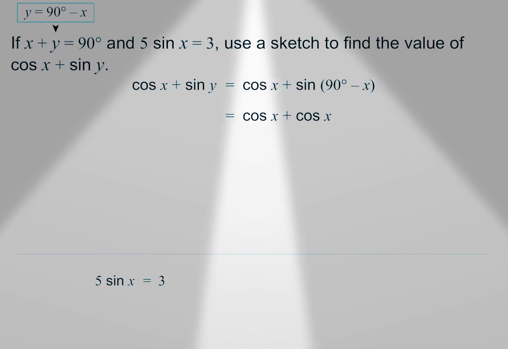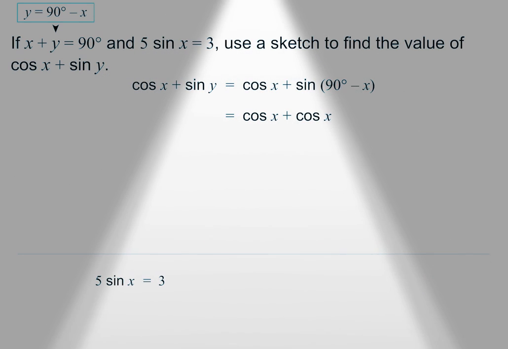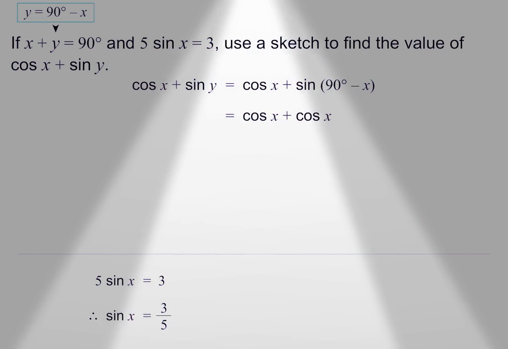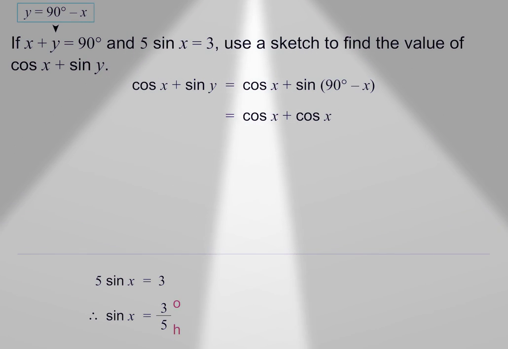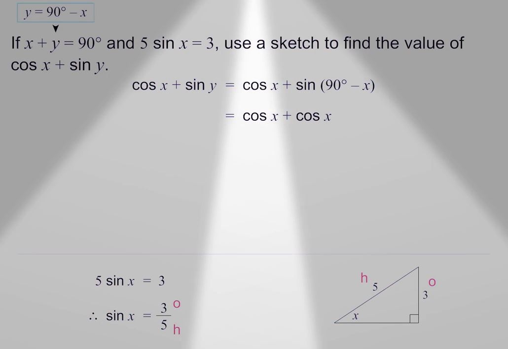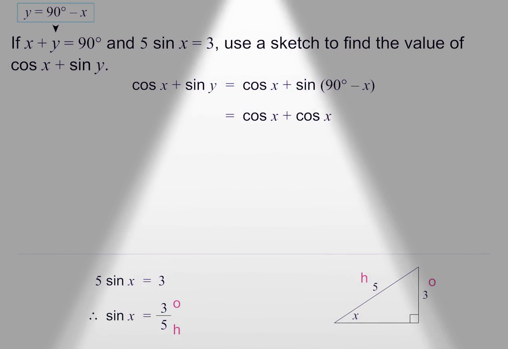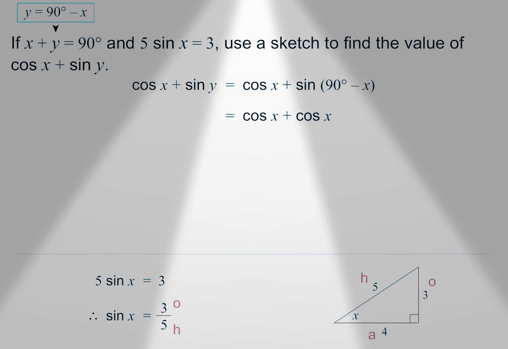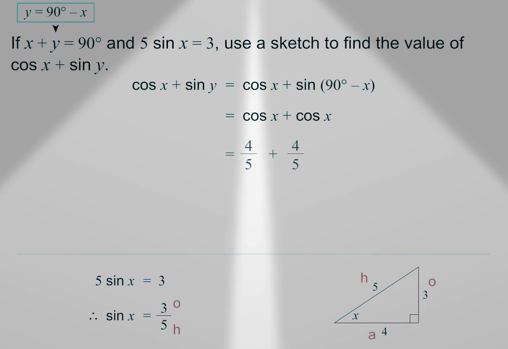Next, we need to draw a sketch using the fact that 5 sine x equals 3. This means that sine x equals 3 over 5, which is the ratio opposite over hypotenuse. We can therefore fill in the following two lengths on our sketch, the side opposite angle x and the hypotenuse. We then use Pythagoras to find the length of the adjacent side. To find cos x is now easy. It is 4 over 5.